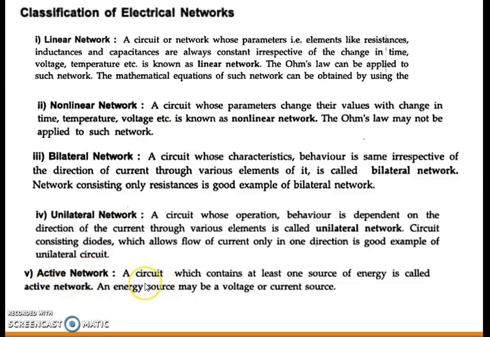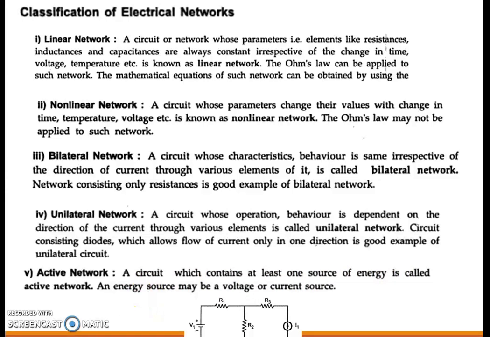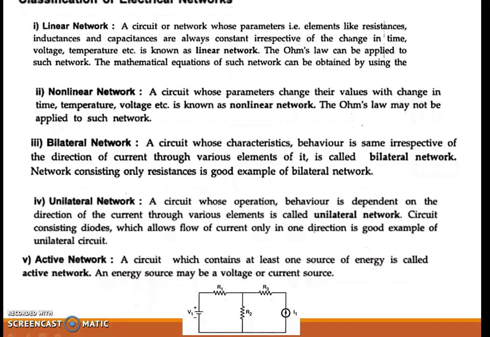Then the active network. As I said earlier, a circuit which contains at least one source of energy is called an active network. And the energy source may be a voltage or current source. In the given circuit diagram, see, on the left hand side we have V1 voltage source, on the right hand side we have I1 current source. So both are energy sources. Energy sources are voltage source and current source. In the circuit diagram we have both voltage source and current source. So this network can be called an active network.